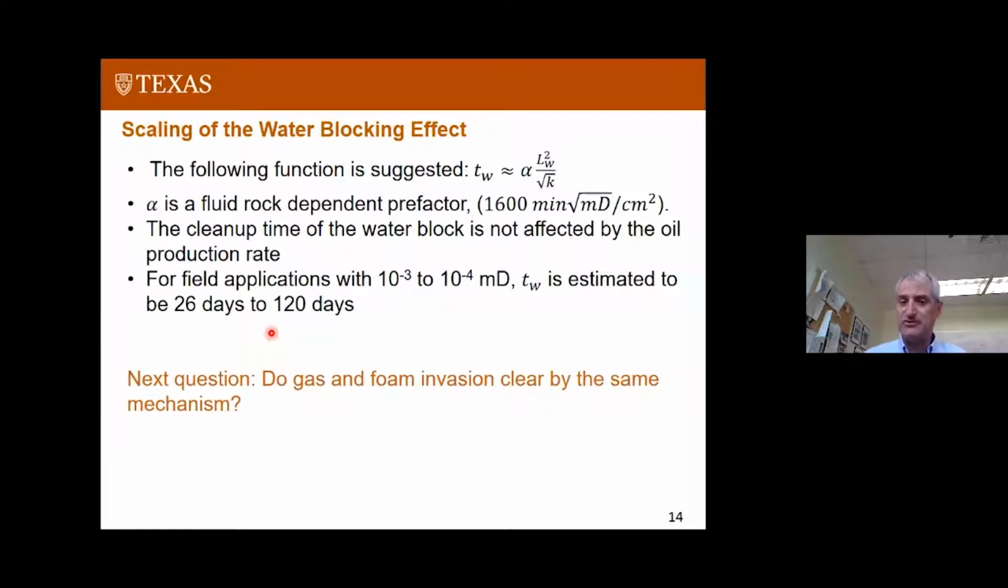So this brings up a question. This is just one fluid. Maybe we should use a different fluid to do our fracturing. Maybe we can get a better production rate with a different fluid besides water, or fracturing fluid, or brine, whatever water fracturing fluid we use. So the question is, do gas and foam invasion clear using the same physics, where the water imbibed further into the core? Is the physics different for gas? And foam is going to be a combination of gas and water.